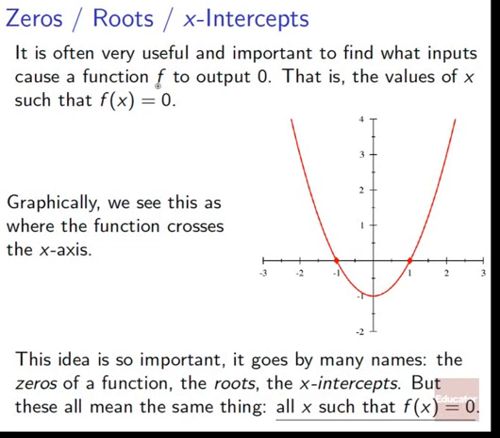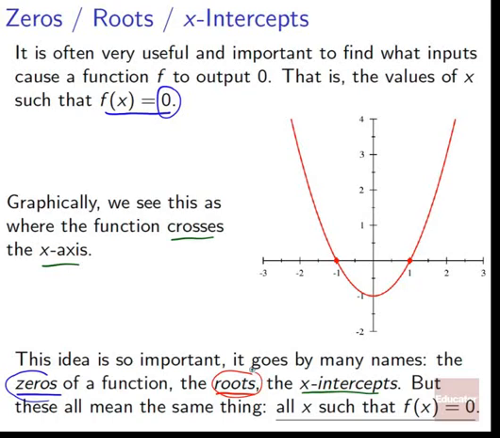This idea of f of x equals 0 is so important, it's going to go by a bunch of different names. It can be called the zeros of a function, it can be called the roots of a function, and it can be called the x-intercepts. X-intercepts makes sense because it's where it crosses the x-axis. Zeros make sense because it's where we've got the 0 showing up. But how can we remember roots? Why is roots coming out?